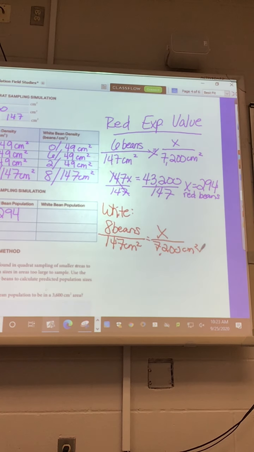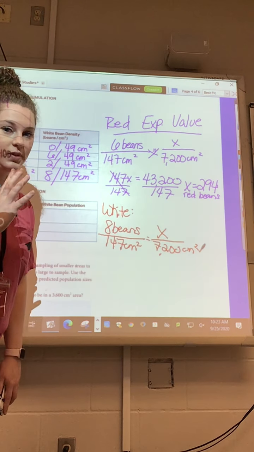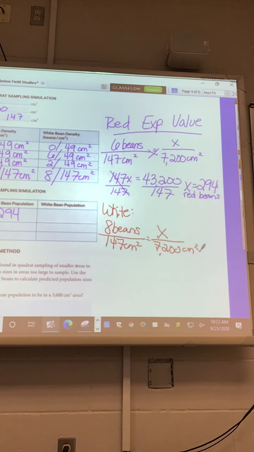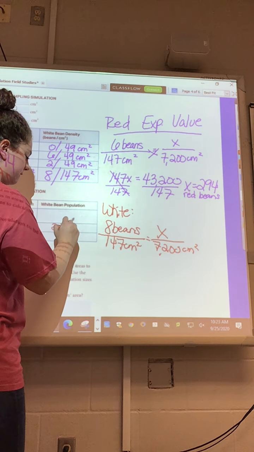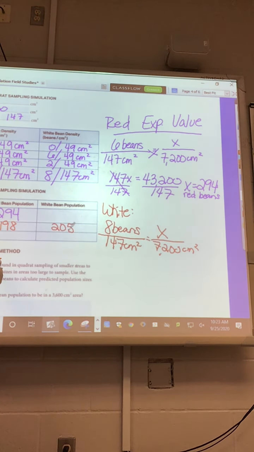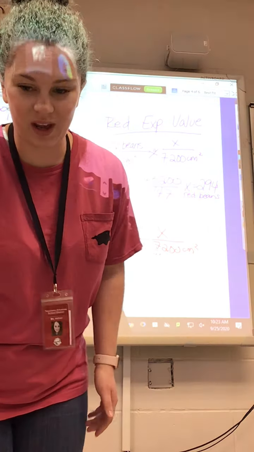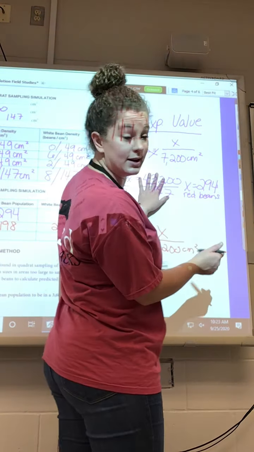All right, so my actual population, I counted every bean in that bag. So my actual population for the red was 198, and my actual population for the white bean was 205. All right, so the next thing it wants us to do is calculate the percent error. How wrong were we? So I'm going to erase this, okay?